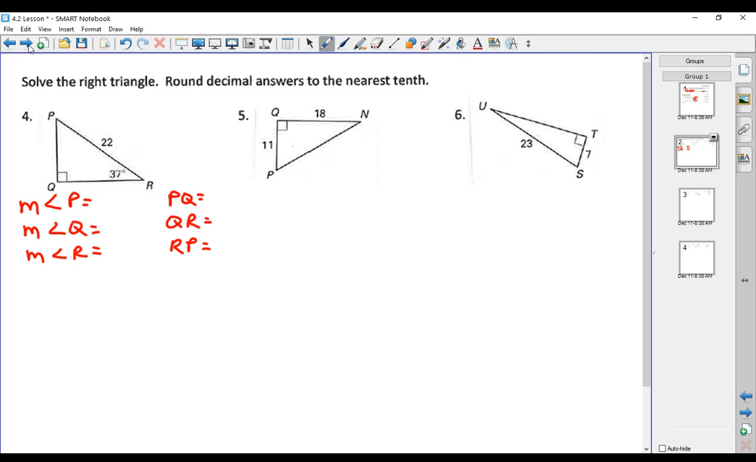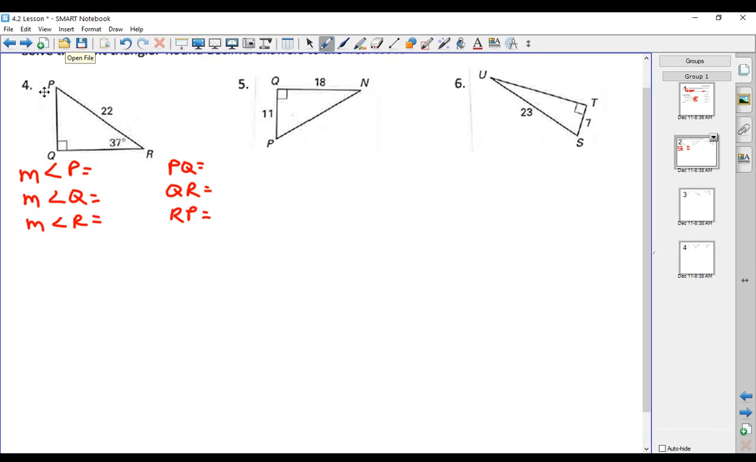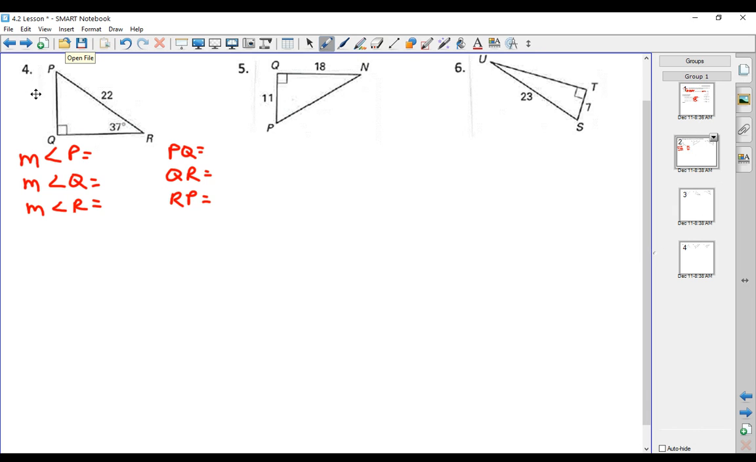All right, I'm going to move this up just a little bit here to give us some more room to work. All right, we know the angle Q is the right angle, so I'm going to make that 90 degrees. They gave us angle R, that was 37 degrees. And they also gave us the hypotenuse, PR or RP, which was 22. So we know 3 pieces. We need to find the other 3 pieces.